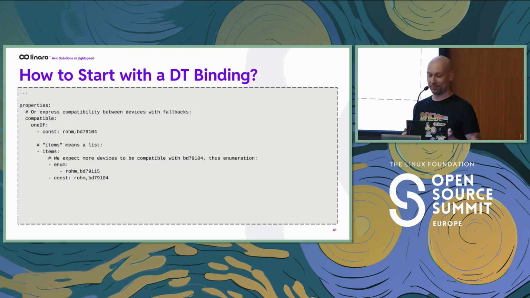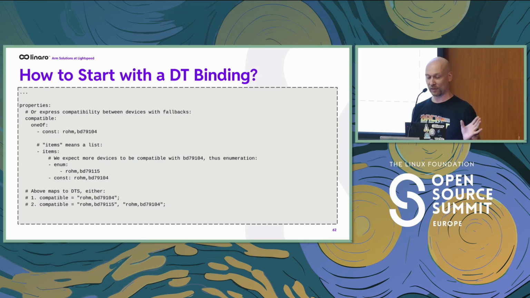So in that case, we say that the list will consist of 79115, which will be the front one, and 79104 as a fallback. So how could this map to the DTS? The DTS would be like this. Either you have 79104 alone, or you have a list of two. And this is very common syntax.